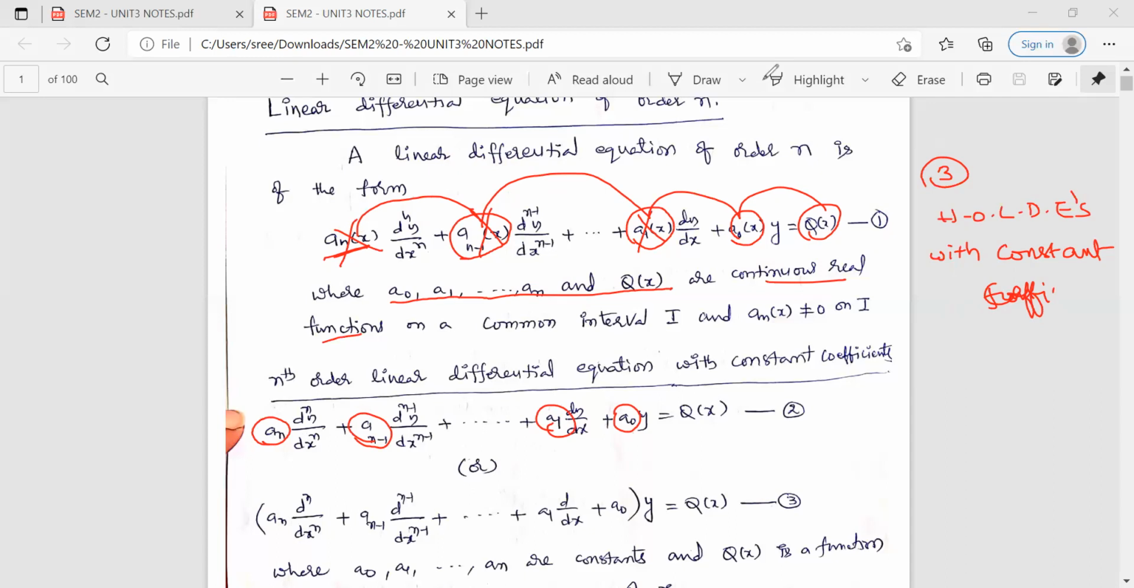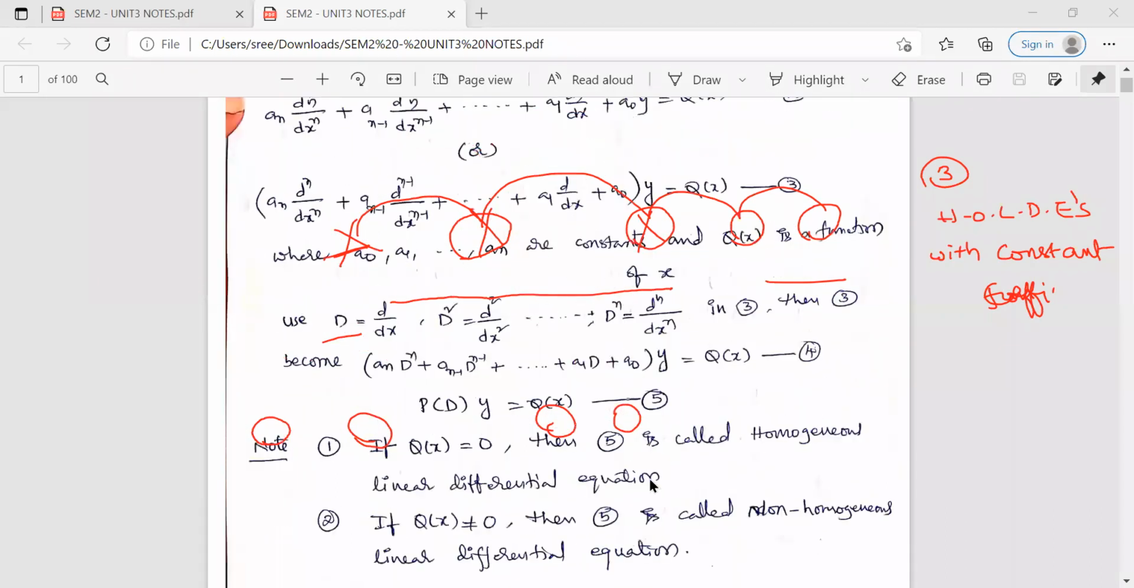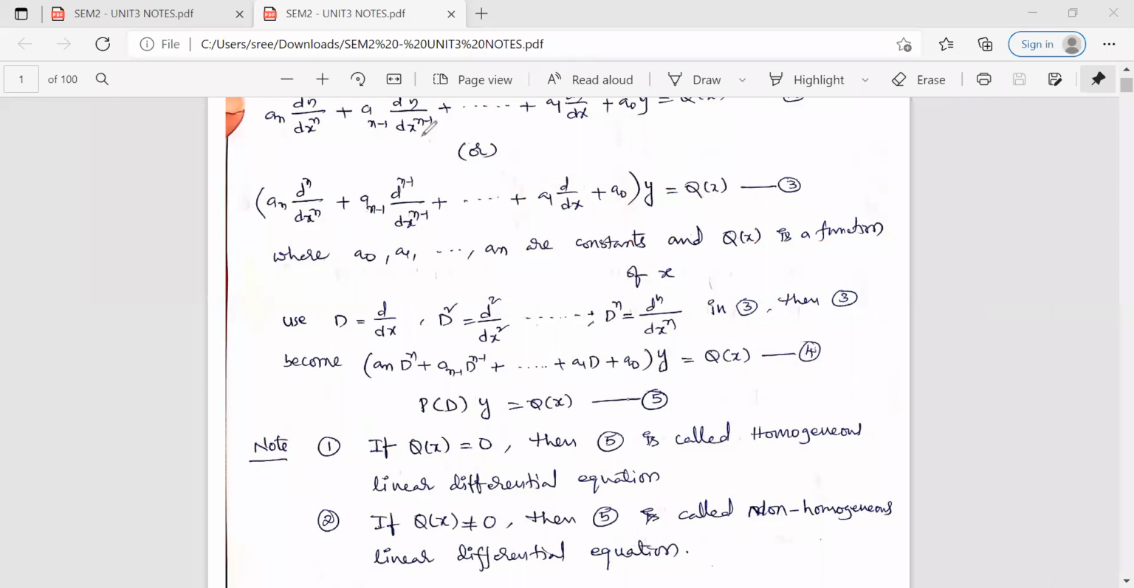Okay? Next. Let's see, what is our equation? Higher order linear differential equations with constant coefficients. A naught, a1, an are the constants. Example, if the given equation is d square plus 2d plus 1 into y equals sin x or any other function, here the equation has only constants as coefficients. See, 1, 2, 1 like this.